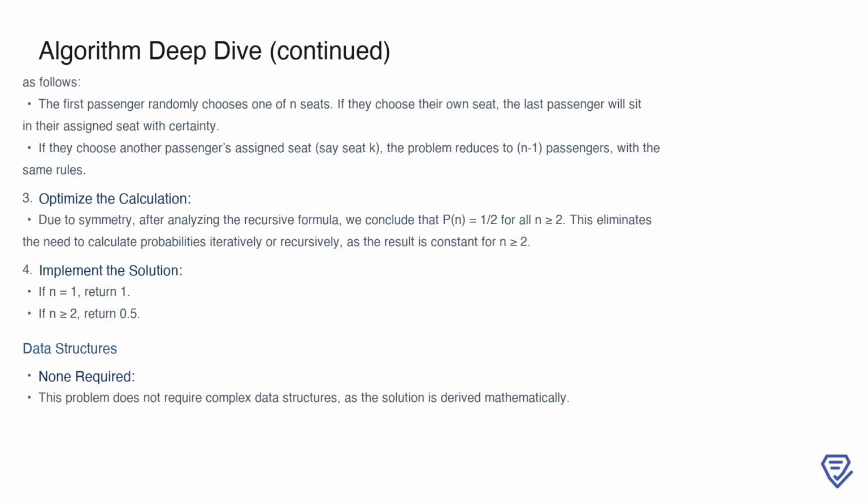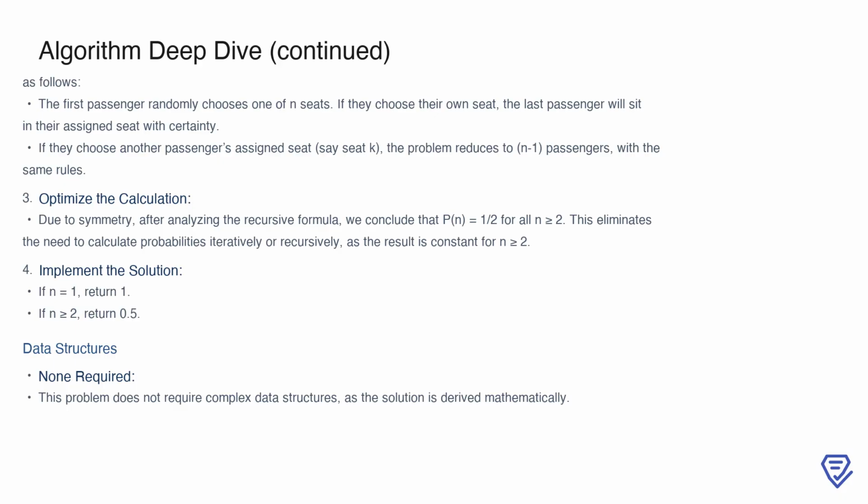However, if the first passenger chooses another passenger's assigned seat, say seat K, the problem reduces to n-1 passengers and seats, with the same rules applying. By carefully analyzing this recursive structure alongside the symmetry in the problem, we find that the probability remains constant at 0.5 for all n greater than or equal to 2. This insight allows us to optimize the calculation.